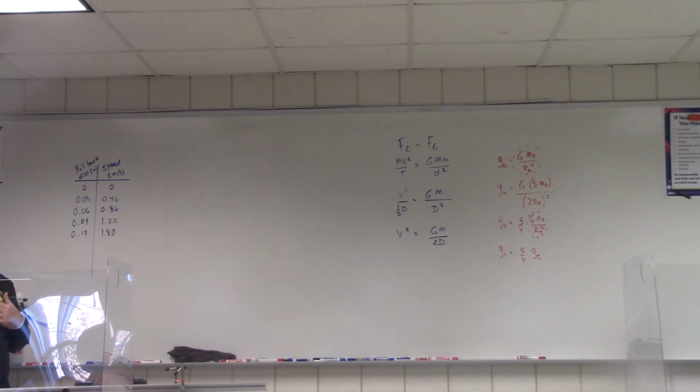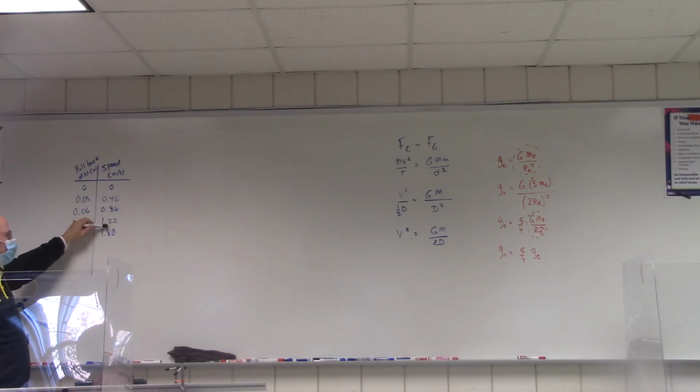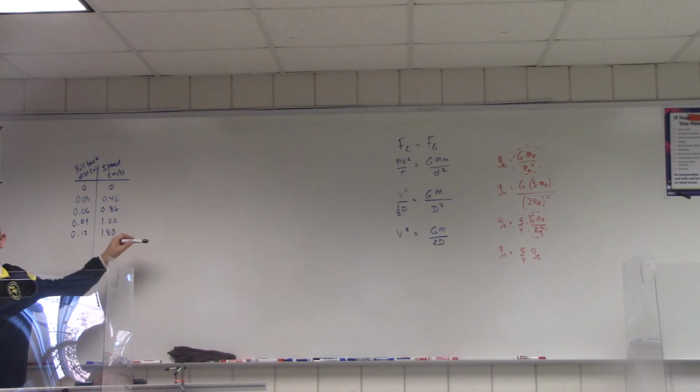As the pullback distance goes up, the speed goes up. Sure, he says, as these go up, these should go up, which is true. If it's linear, they should go up by the same amount. For example, between 0 and 0.03, it went up 0.46. Another 0.46 would give you about 0.92. This is close. And like another 0.03, does this give you another 0.46? Well, another 0.46 would give you 1.38, and we got 1.22.